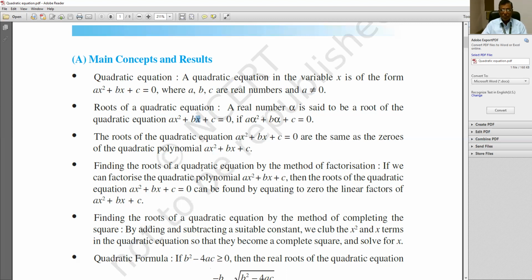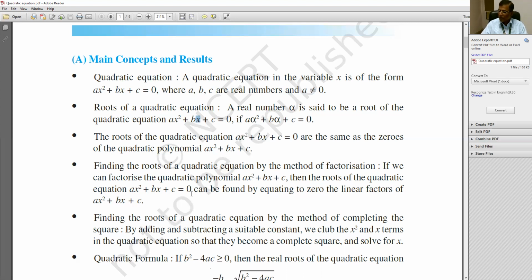Again, finding the roots of a quadratic equation by the method of factorization means what? What is the meaning of finding the roots of a quadratic equation by the method of factorization? For that, you should see here: if we can factorize the quadratic polynomial ax² + bx + c, then the roots of the quadratic equation ax² + bx + c = 0 can be found by equating to 0 the linear factors of ax² + bx + c = 0.